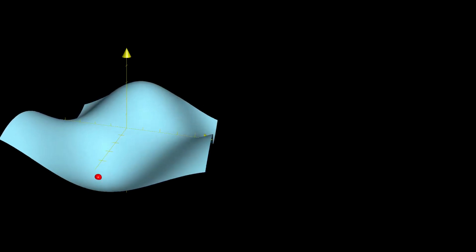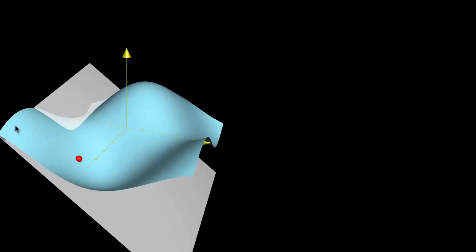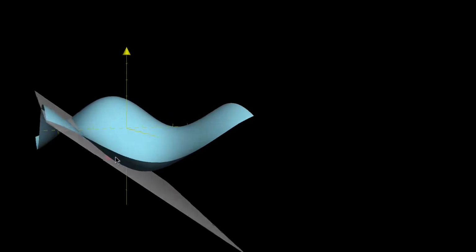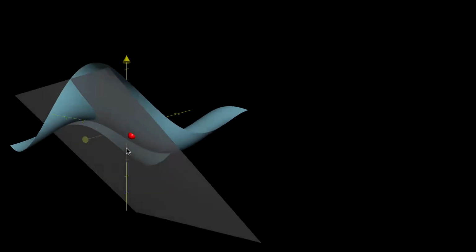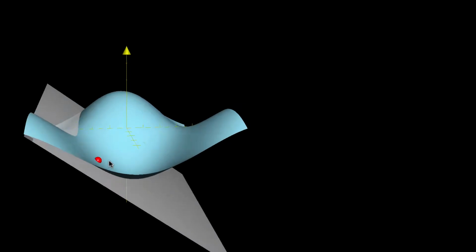But if you have some sort of point and you want to approximate the function near there, you can have another function whose graph is just a flat plane, and specifically a plane which is tangent to your original graph at that point. And that's kind of visually how you think about the local linearization.